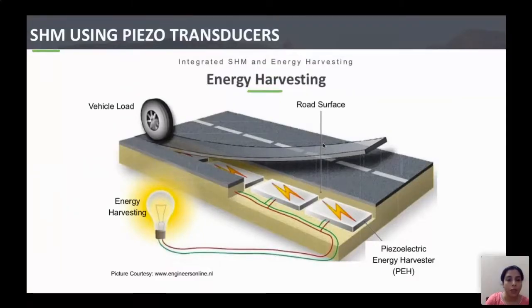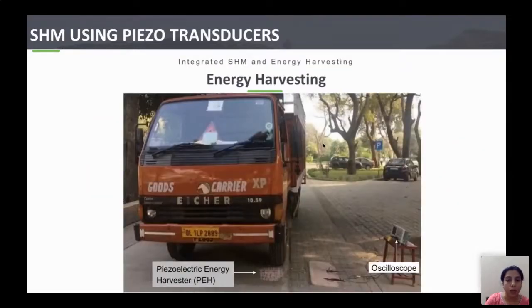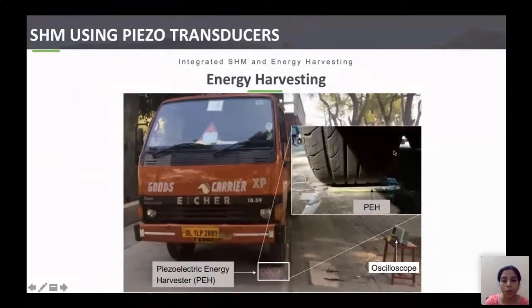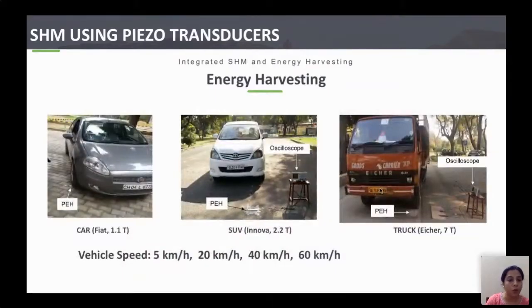So energy harvesting plates are planned to be bonded inside the road surface on which the vehicle load will be applied and the energy will be harvested. Some experiments were done at CRRI. This is how the piezoelectric energy harvester plate was attached on the road surface and vehicle load was applied on it. Different types of loads were applied: a car weighing around 1 ton, then an SUV which was heavier than that, then a truck of around 7 tons. Different vehicular speeds were used for the experiment.